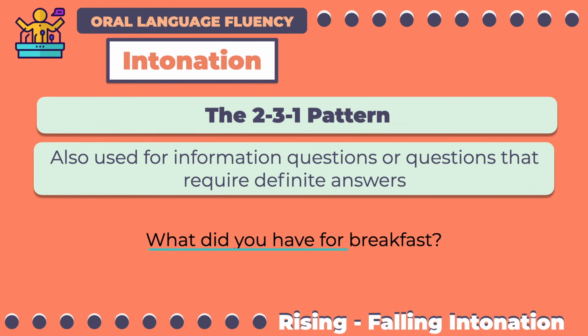What did you have for? Then, since this is a question, we put emphasis on the last word. But the stressed syllable of breakfast is brek. So that's our number 3. The next syllable after that is fast. So we drop it off at number 1.